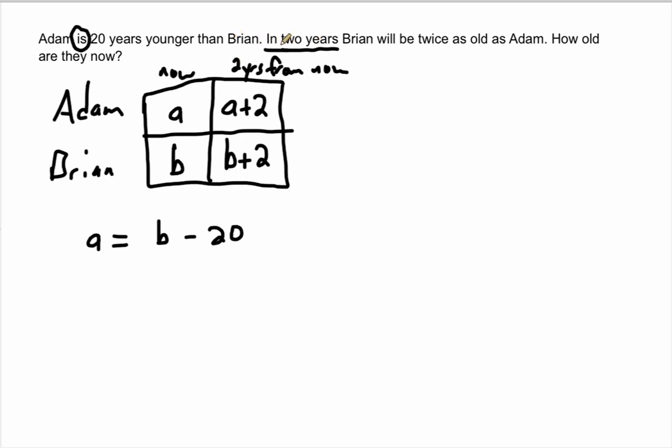All right, so there's our first equation. Our next sentence, we have in 2 years. So now we're talking about everything in this right side column. So we're going to ignore this now. A and B no longer exist. Now we have A plus 2 and B plus 2. In 2 years, Brian will be.